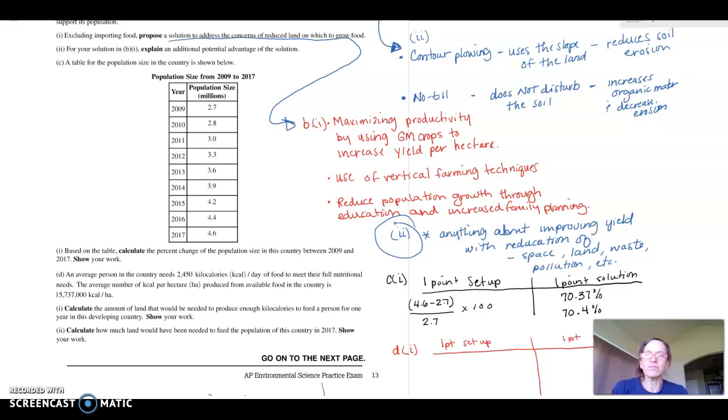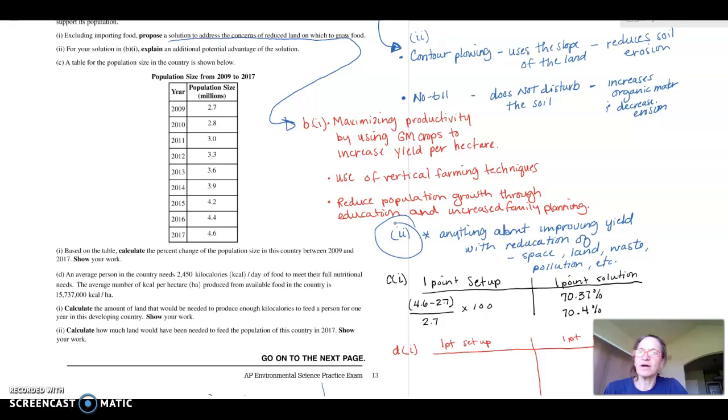So here what they're really going to be looking at is any advantage to that solution. Advantages are always going to be things like improving yield, in order to reduce the amount of space needed, reduce the amount of land use, reduce the amount of waste produced, reduce the amount of pollution, reduce the amount of fossil fuels combusted by reducing the amount of space used to produce crops. So there's a whole variety of things that you could use here. Just make sure that you're explaining how your solution in the previous question provides an advantage and what that advantage is. So what's that benefit?